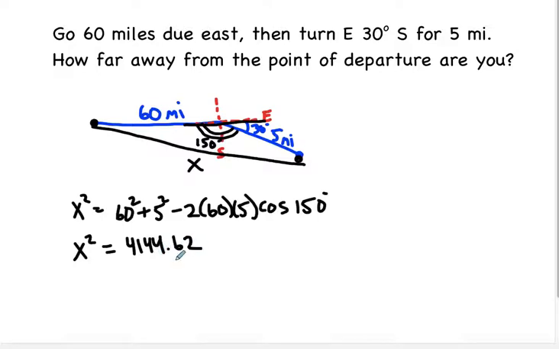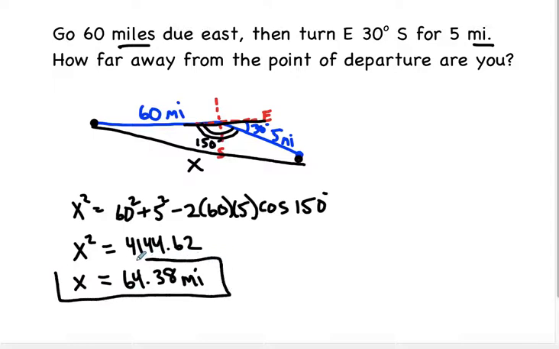4,144.62. And you're going to need to take the square root of that, and you will get 64.38. And this is measured in miles. So 64.38 miles is how far away from the point of departure you are.